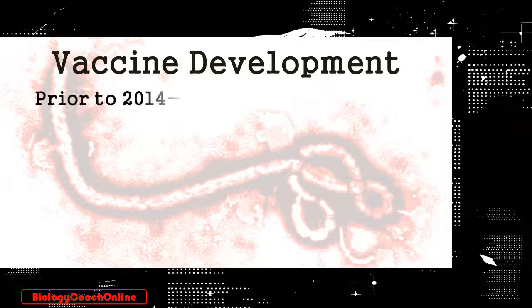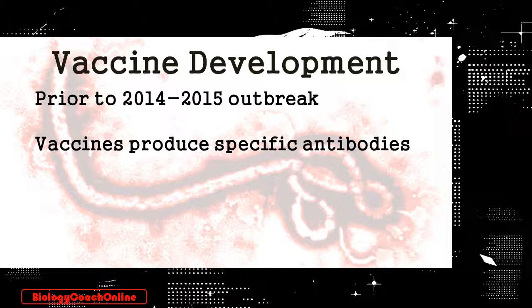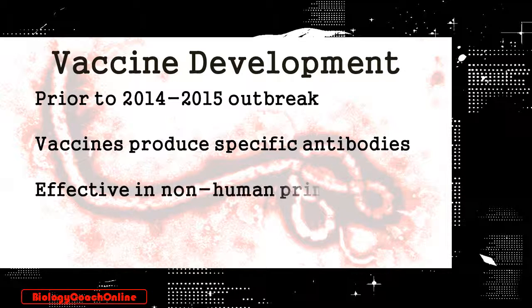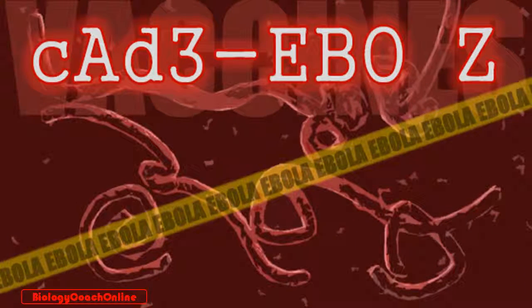Now, a number of vaccines against Ebola virus were already in development prior to the 2014-2015 outbreak. Recall that vaccines initiate the development of antibodies to specific antigens by the immune system. Several of those vaccine candidates had been shown to protect non-human primates against lethal Ebola virus infection. None, however, had been approved for clinical use in humans. As of early 2016, there were at least 13 different EBOV vaccines in various stages of development or testing. I want to look at the top 3 candidates now.